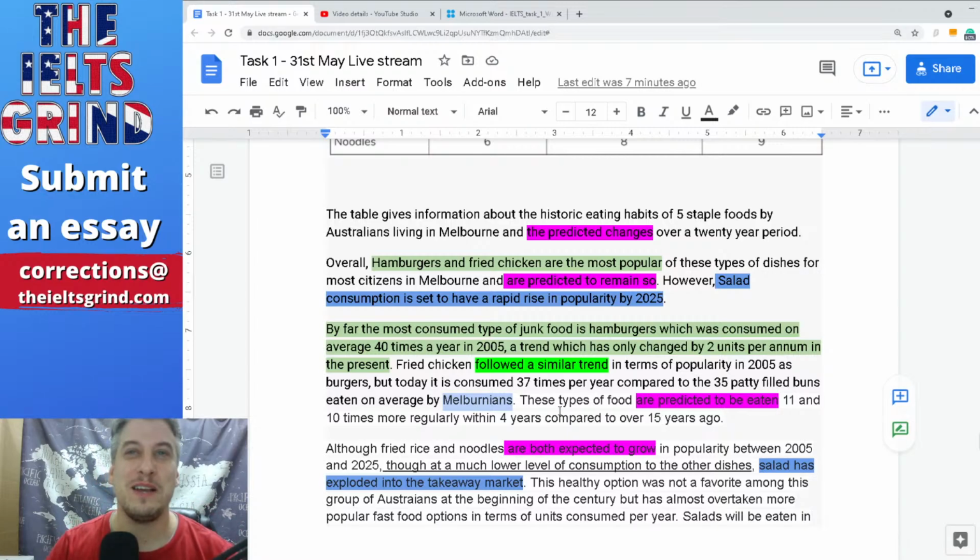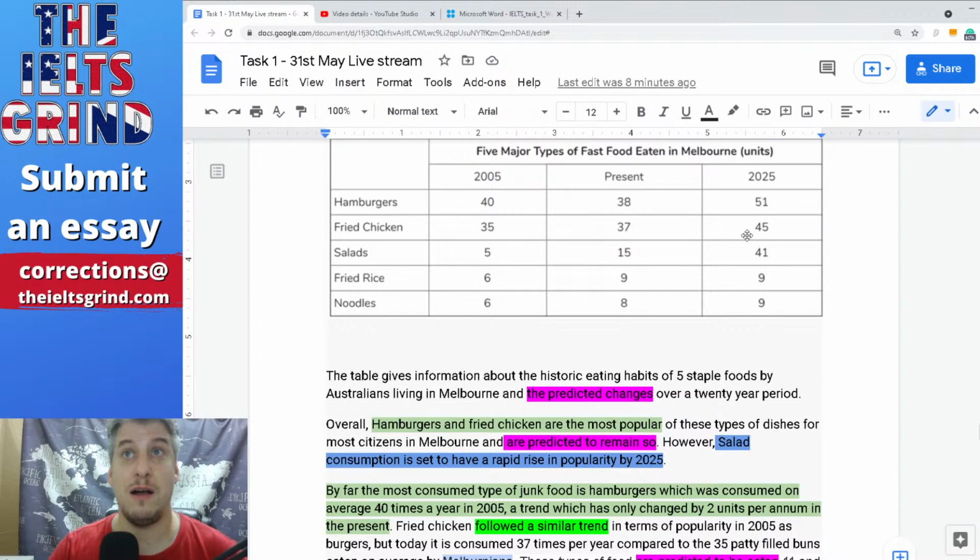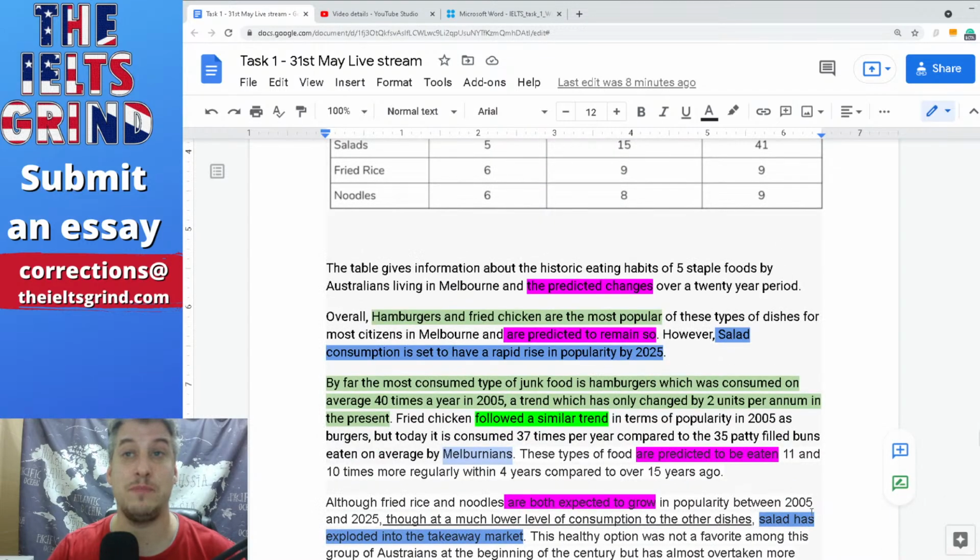Okay, moving on. These types of food are predicted to be eaten 11 and 10 times more regularly within 4 years compared to over 15 years ago. So the major thing here is, I've mentioned again, it's a prediction. In purple, I'm referring to the idea it's predicted numbers. And I've just used a fancy phrase, 11 and 10 times more regularly within 4 years compared to over 15 years ago. This is referring to the fact that it's 40, 51, that's 11, 35, 45, that's 10 times, comparing 2005 and 2025.